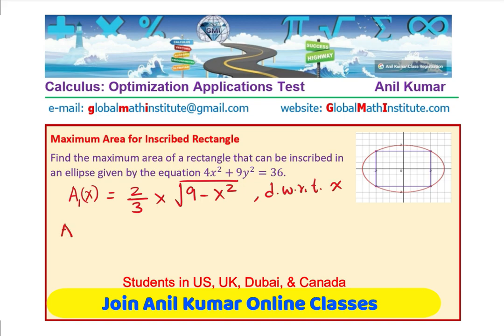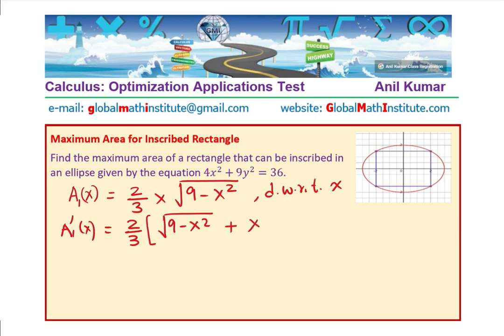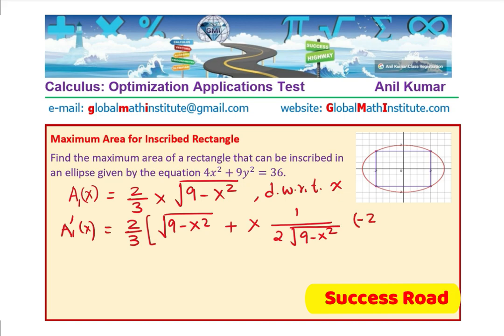So we get the area as a function of x, and the derivative, we'll apply the product rule, right? So the derivative of x is 1. So we get 2 over 3 as a constant. We can keep it outside. Okay. So the derivative of x is 1. So we get square root of 9 minus x squared plus x times the derivative of square root of 9 minus x squared, which is 1 over 2 square root 9 minus x squared times the derivative of the inside function, which is minus 2x. Is that clear to you? So we get our derivative.